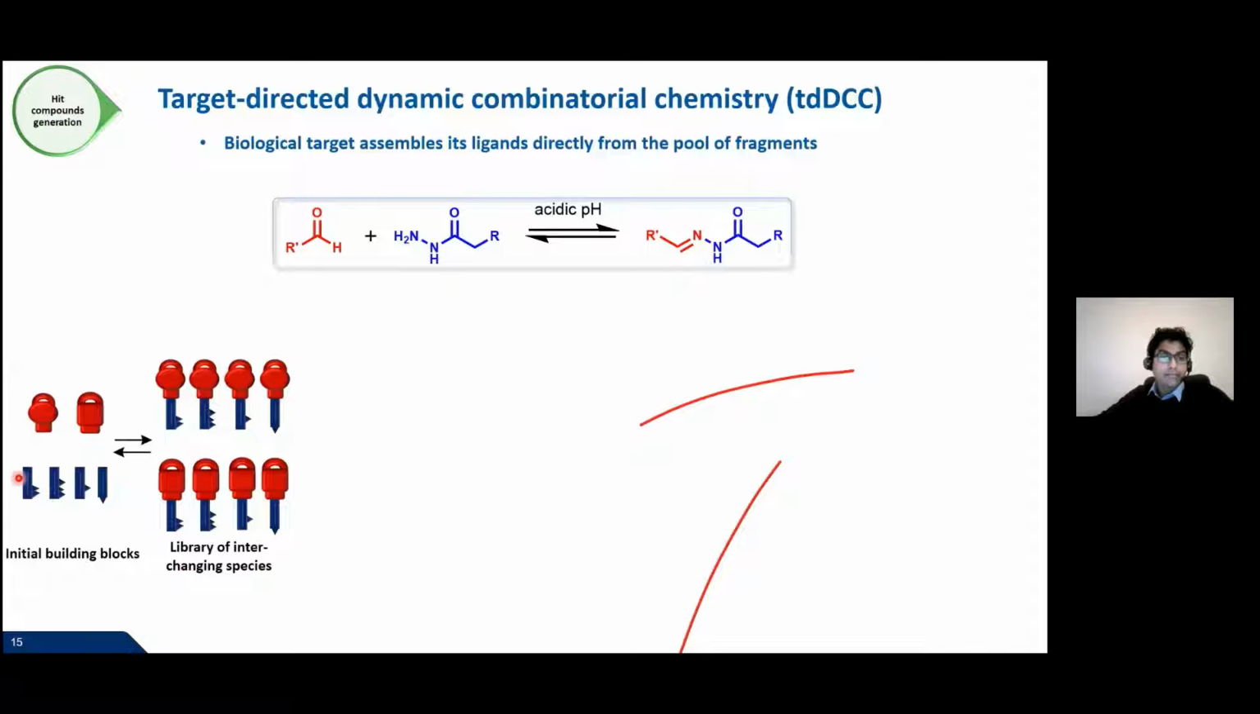And those 8 different products and these reactants are always in equilibrium. And this is called thermodynamic equilibrium. So what we do is, whenever we throw in an external stimulus like a protein, the biological target that I'm mentioning, into this library, this equilibrium shifts towards the right. How does it shift towards the right?